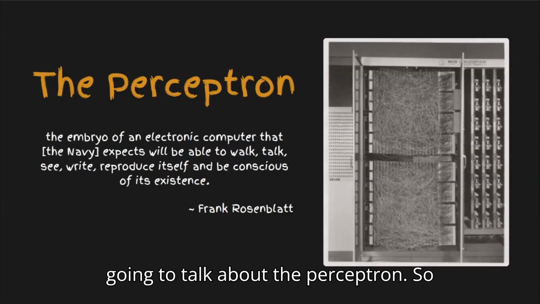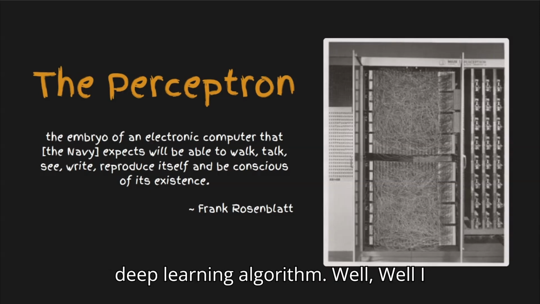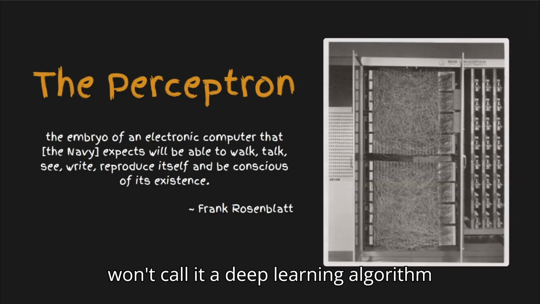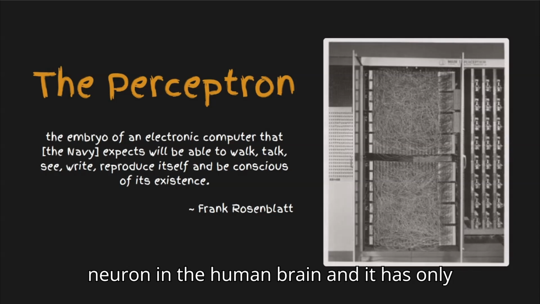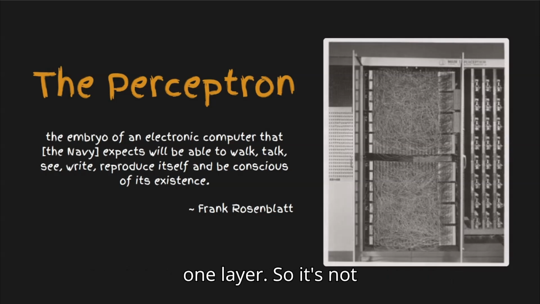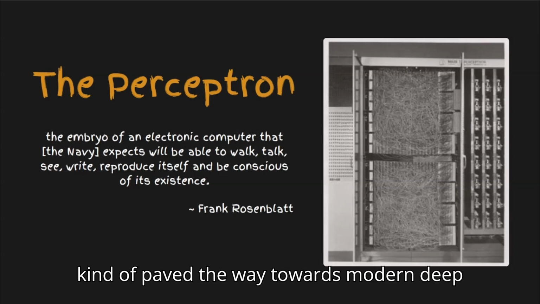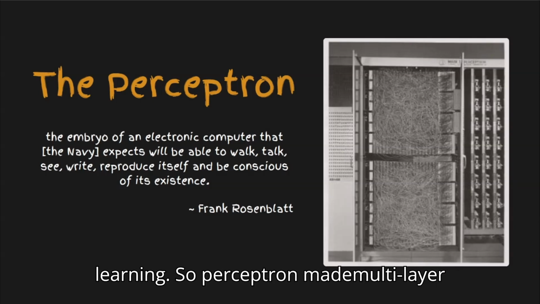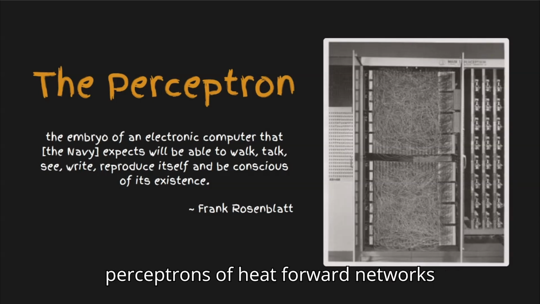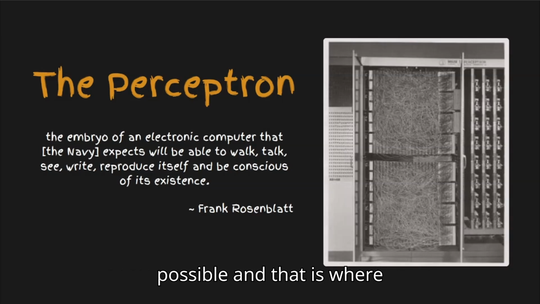Today we are going to talk about the perceptron. The perceptron is one of the earliest deep learning algorithms. Well, I won't call it a deep learning algorithm because it is trying to mimic a single neuron in the human brain and it has only one layer. So it's not really deep, but it paved the way towards modern deep learning. The perceptron made multi-layer perceptrons or feed-forward networks possible, and that's where deep learning started.